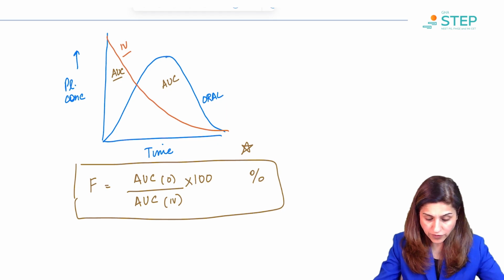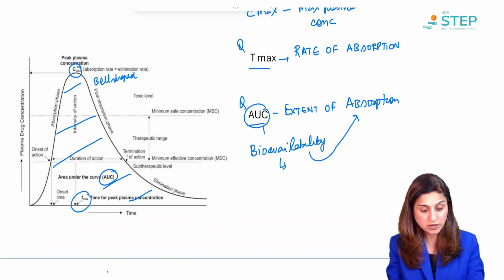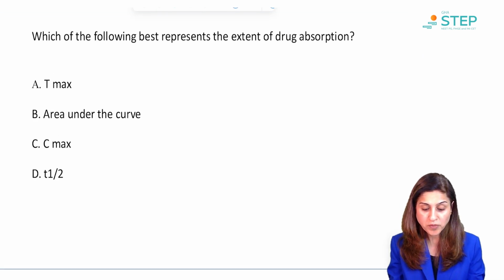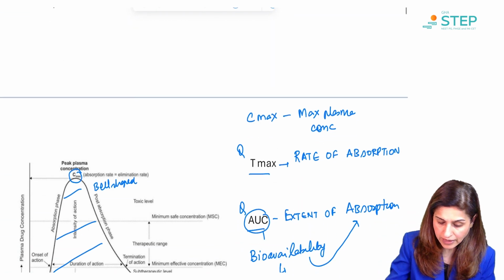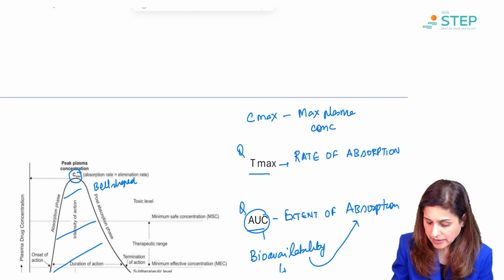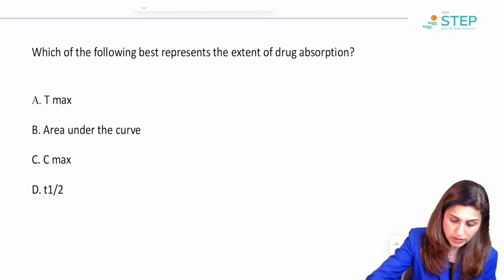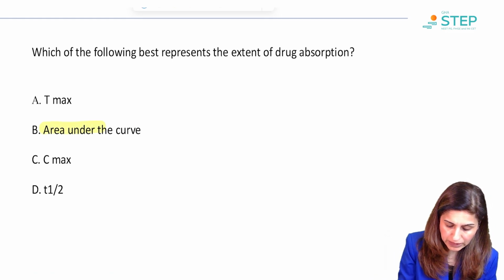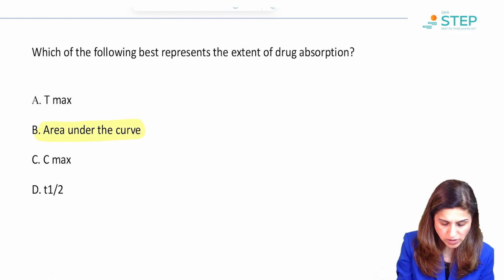Now, if we go back, the question was, what represents the extent of absorption? I told you what represents the extent of absorption: that is your area under curve. So the correct answer would be B, the area under curve. What about the other options?